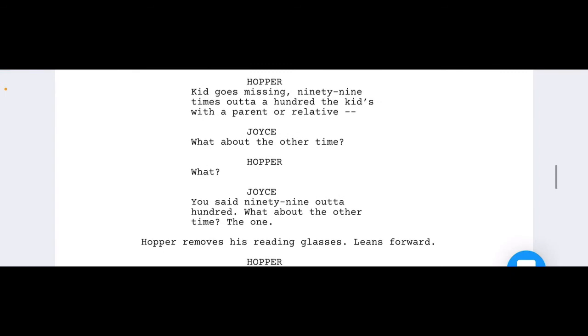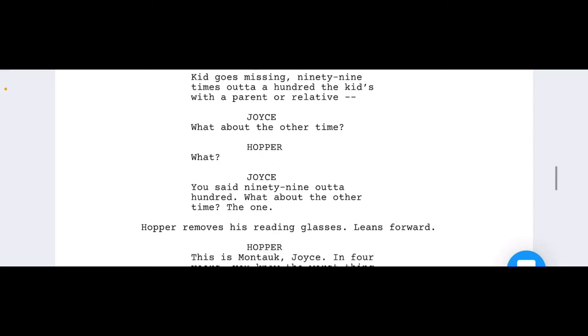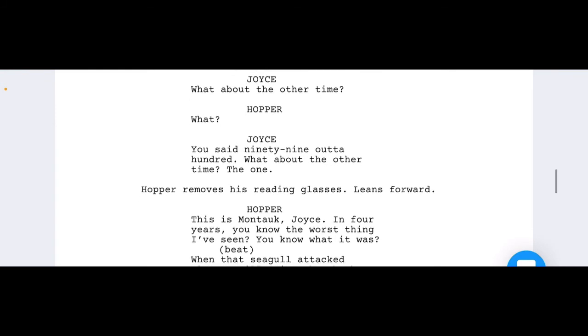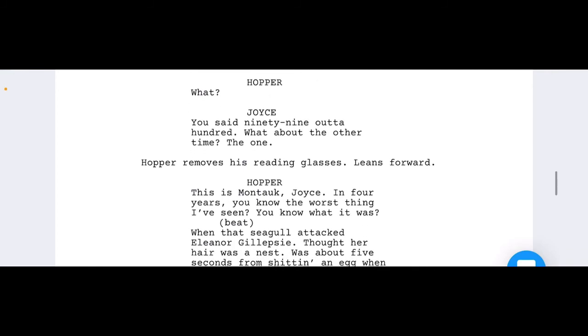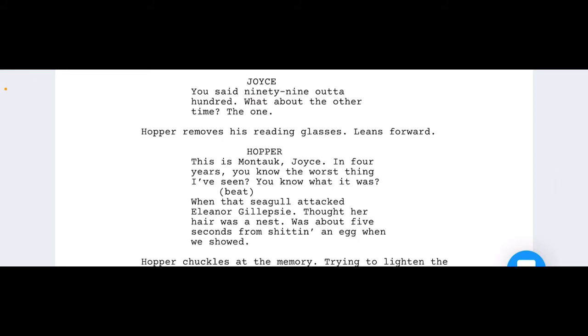And Hopper says, kid goes missing 99 times out of 100, the kid's with a parent or relative. So yeah, more reassurance. And Joyce says, what about the other time? And Hopper's like, what? As if he doesn't remember what he just said. And Joyce, because she's in such a highly stressed state, is clinging to the fact that he said 1 out of 100, or whatever it was. So Joyce says, you said 99 out of 100. What about the other time, the 1?